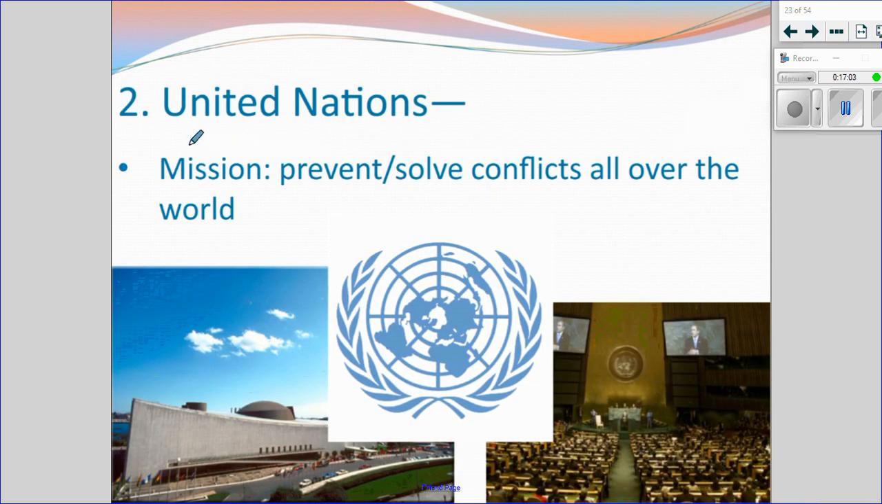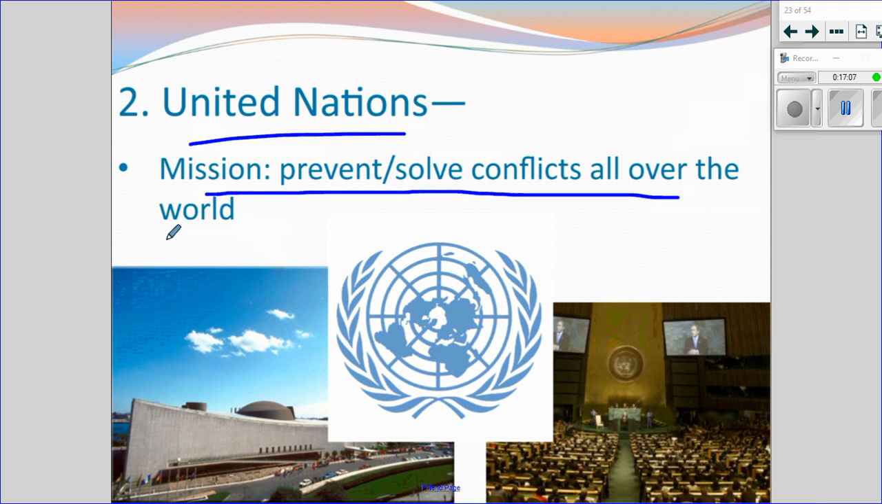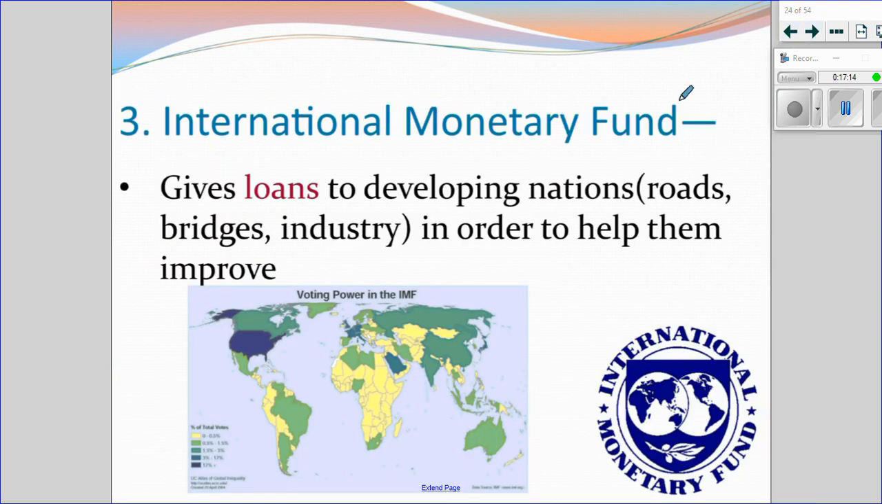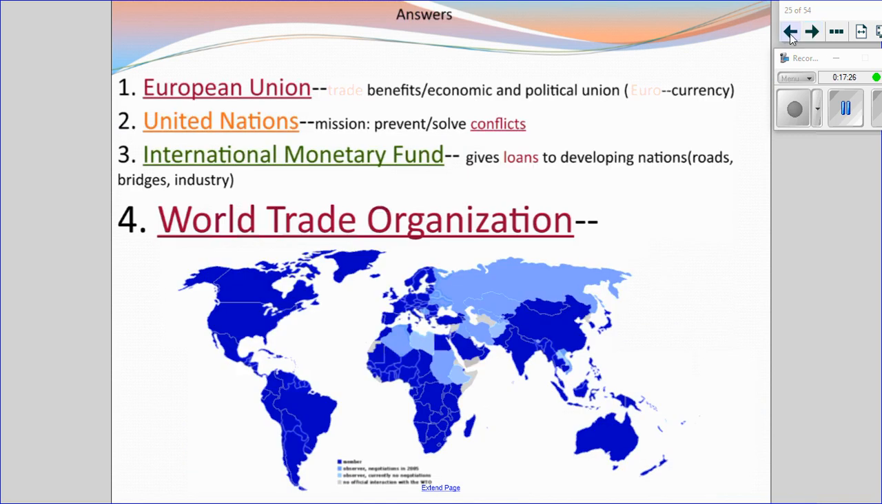All right. We also have the United Nations, which we've talked about. Its mission is to prevent and solve conflicts all over the world. It has all sorts of organizations within it. It has the International Monetary Fund. This gives loans to developing nations. It helps build bridges and build industry in developing nations in order to help them improve. So the IMF is really important.